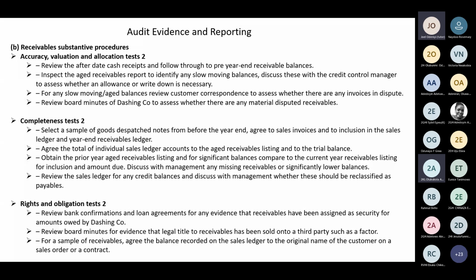Okay. For any slow-moving or aged balances, review customer correspondence to assess whether there are any invoices in dispute. So this is also a very good procedure where you might have some old balances, right? And the customer is not paying them. It's been 6 months, it's been 1 year. You might want to check if that balance is in dispute, and whether or not the customer is still going to pay that invoice. Okay.